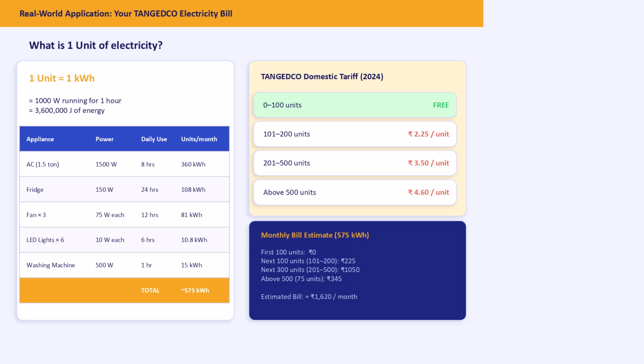Under the current TANGEDCO domestic tariff, the first 100 units are free. From 101 to 200 units, you pay 2 rupees 25 paise per unit. From 201 to 500, 3 rupees 50 paise. Above 500, 4 rupees 60 paise per unit. For a 575 unit household, the estimated bill works out to approximately 1,620 rupees per month. Every time you leave the AC on unnecessarily, you're converting electrical energy into heat and paying for it.